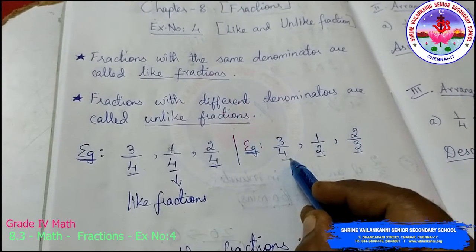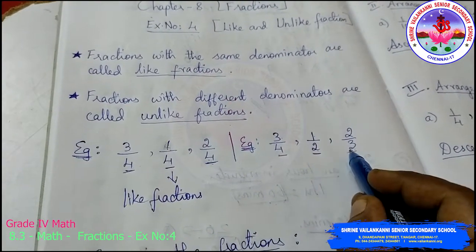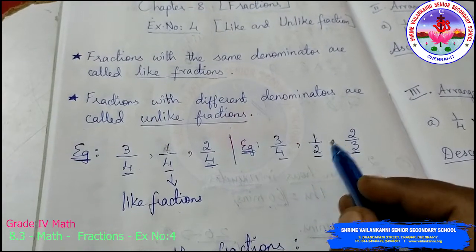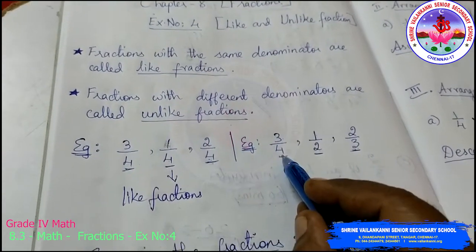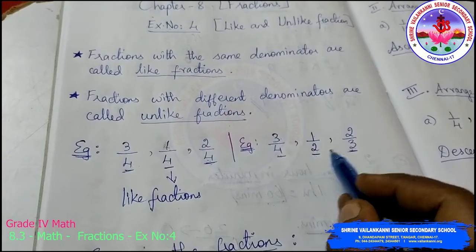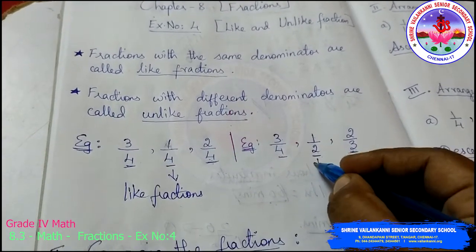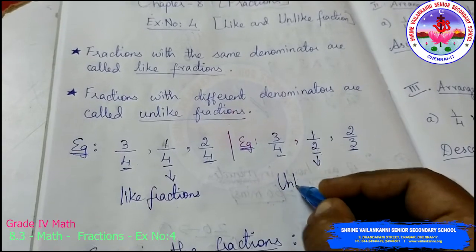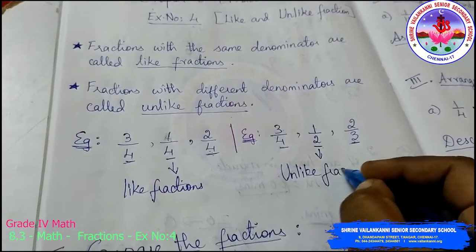But always, to find whether the given fractions are like fractions or unlike fractions, you have to compare the denominators. When the given fractions have different denominators, they are said to be unlike fractions.